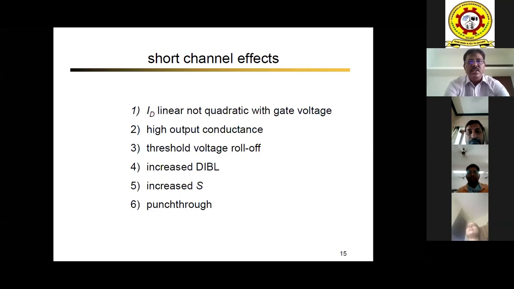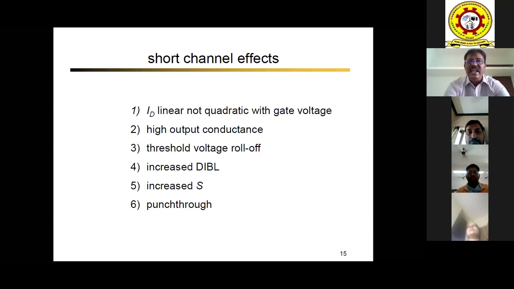Then threshold voltage roll-off. Threshold voltage roll-off is one of the prominent features arising because of short channel effects. Your threshold voltage is no more going to be a constant as it was in long channels, and it varies with different parameters. And what are the parameters we are going to run through?